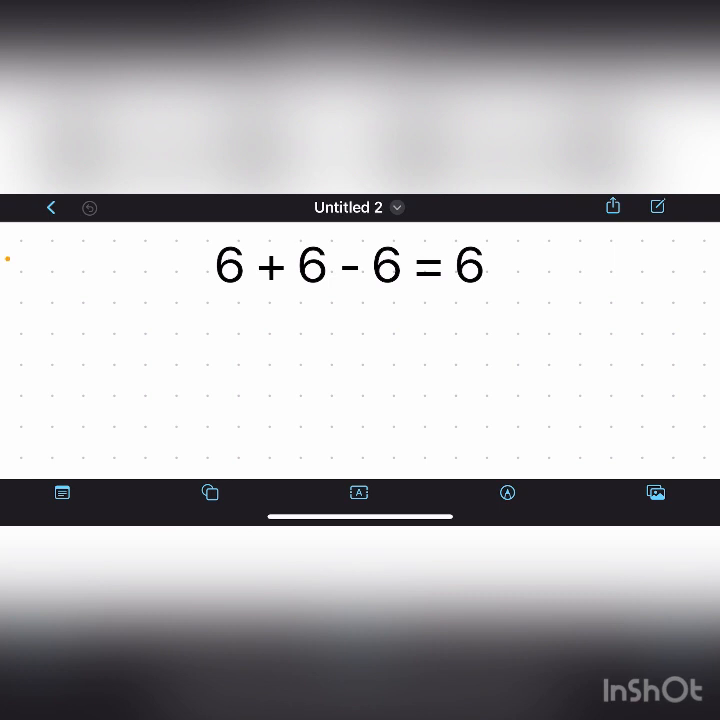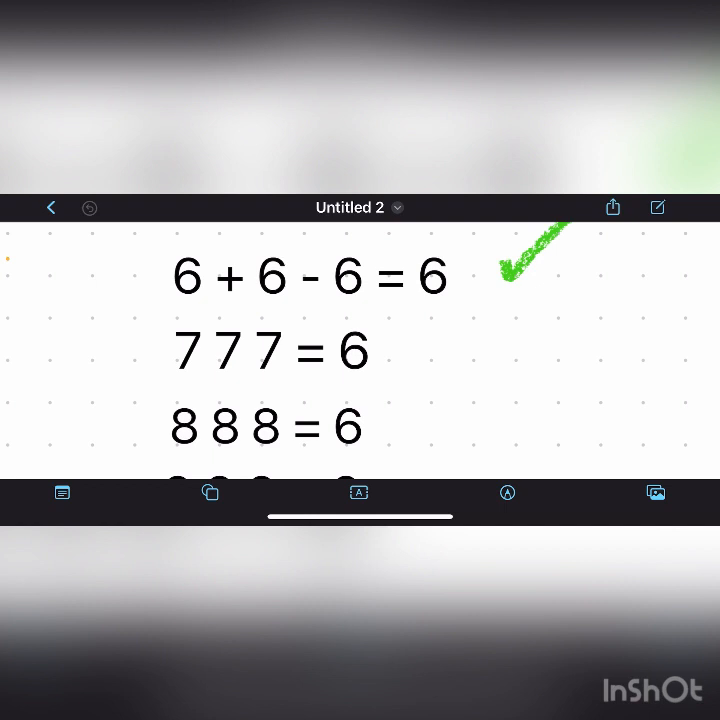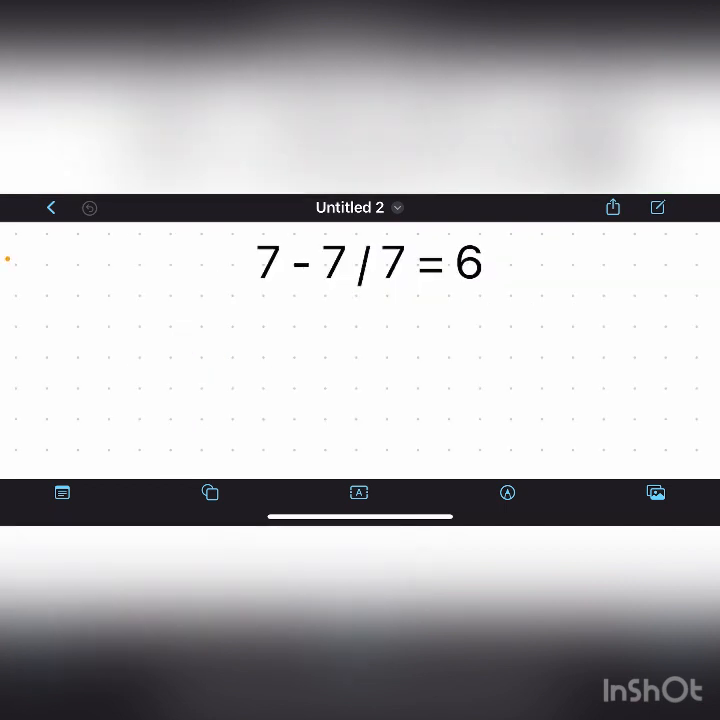Okay, so this one is still pretty straightforward, and that is 6 plus 6 minus 6, or you can also have 6 minus 6 plus 6 equals 6. Okay, so as you can see I have marked that as done, and the next one is the 7's. Okay, so this one's a little harder but still quite easy, and the answer is 7 minus 7 divided by 7.